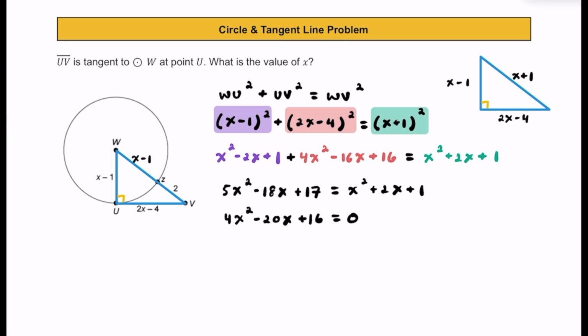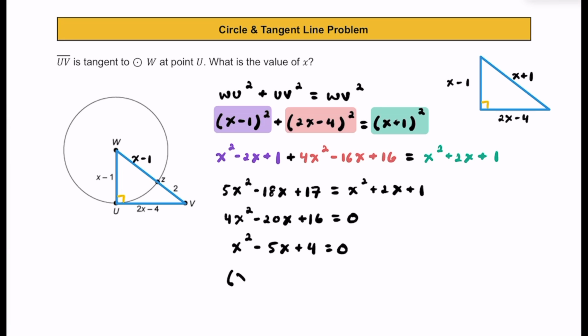Next, I'm actually going to go ahead and divide by the GCF. So it looks like we can divide everything by 4 here. We could factor out the 4, then divide both sides by it, but I'm just going to divide everything by 4 here. We're going to get x squared, and then minus 5x, and then plus 4, and that's going to be equal to 0. Now, I like always checking to see if I can factor first.